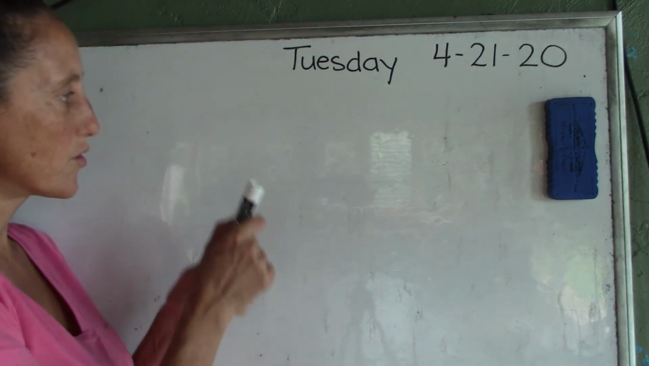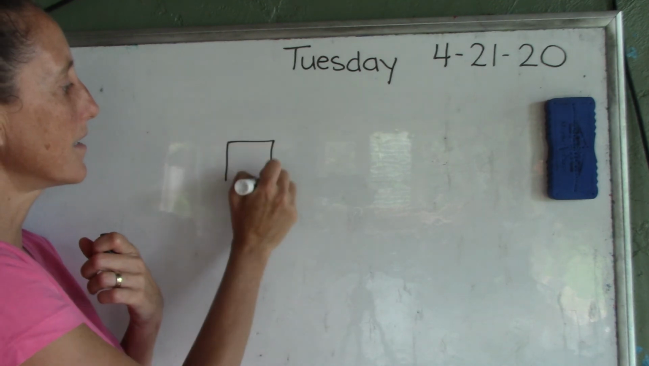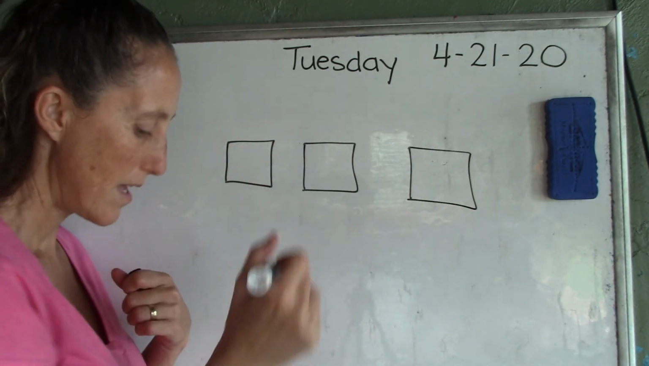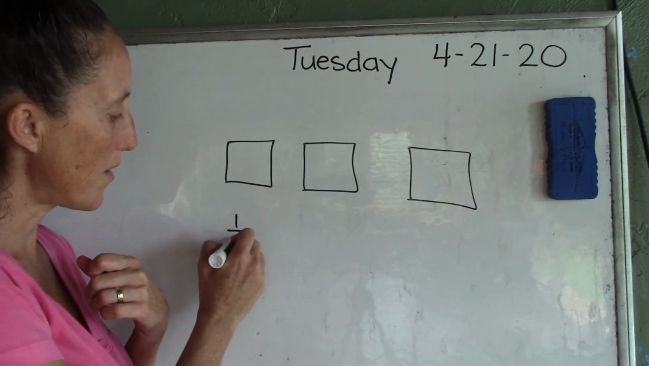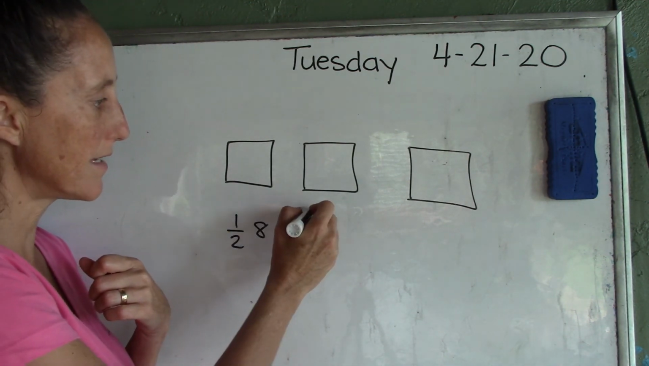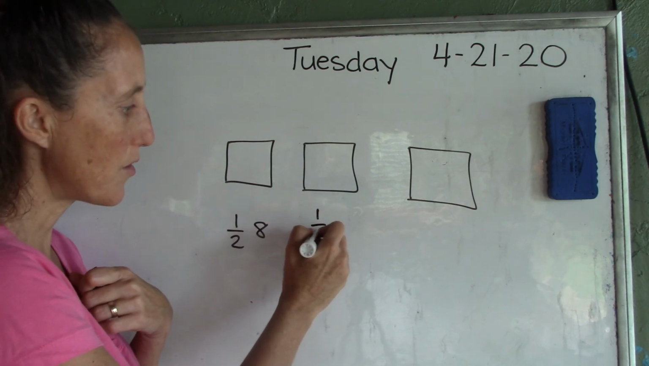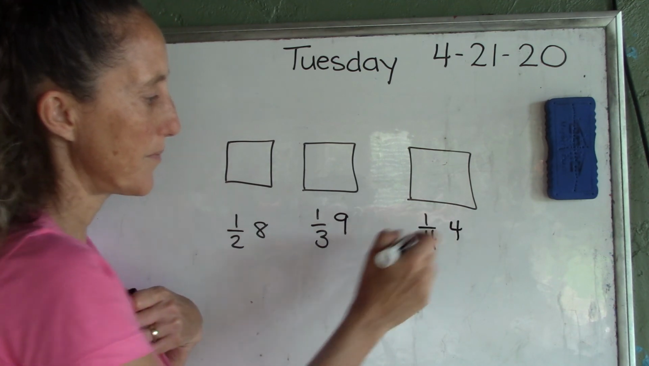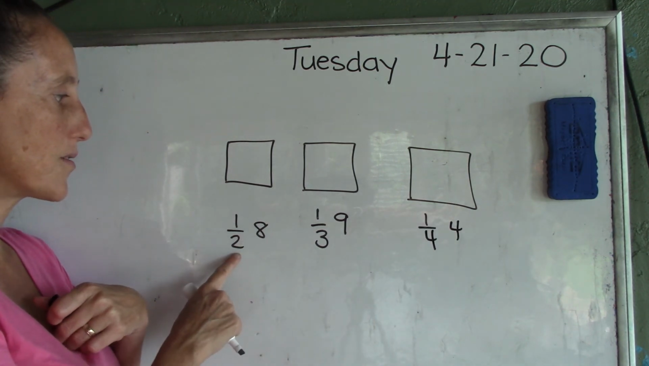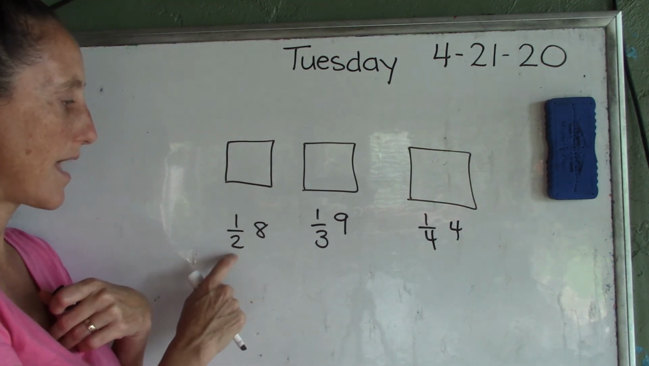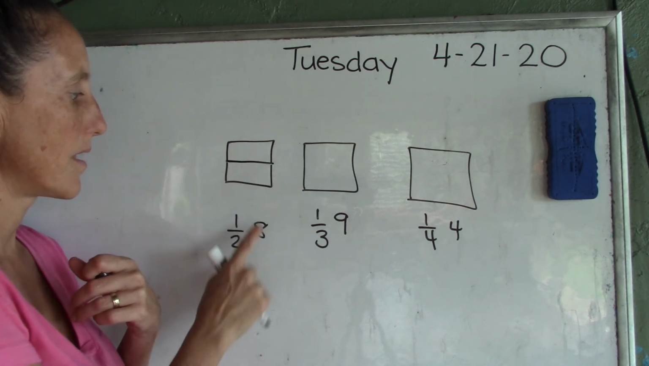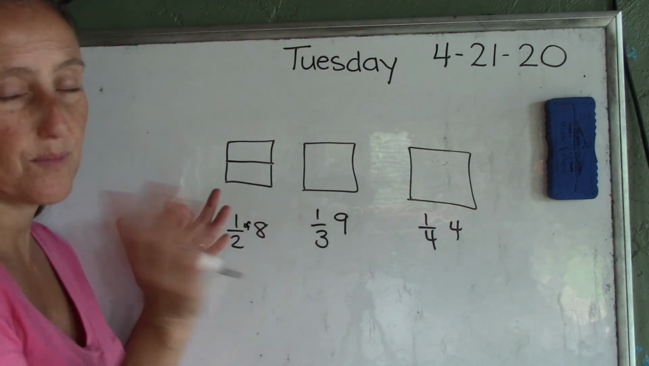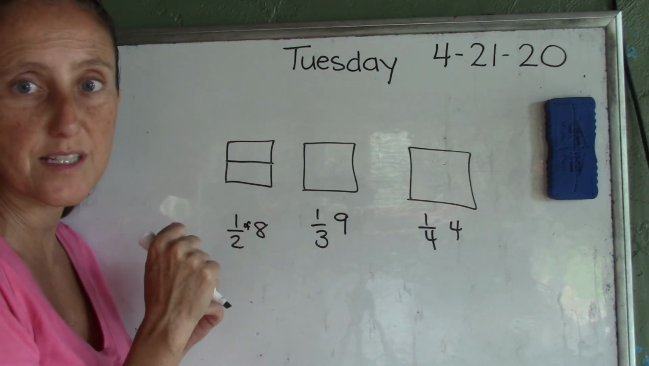Okay, so let's draw some squares right here. And they want us to show, how could I show half of 8? How could I show a third of 9? And how could I show a fourth of 4? Well, I have to divide this into half. And to find out what is half of 8, you might just know that already, but if you don't, this is how it works.